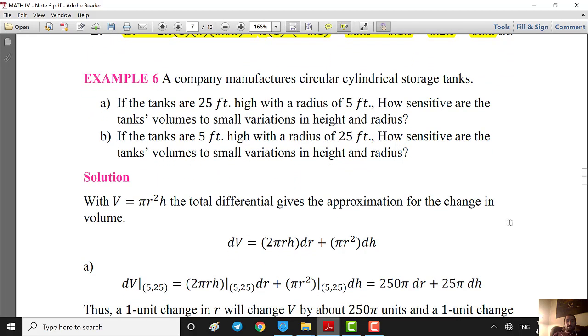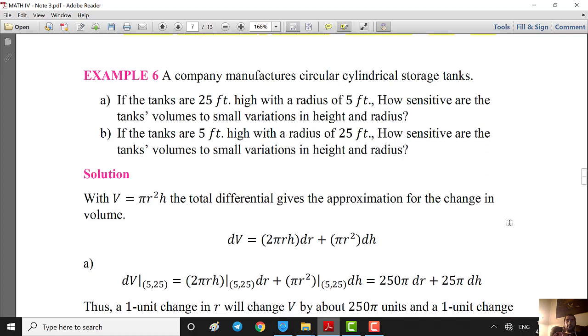Example 6 says a company manufactures circular cylindrical storage tanks. So the shape that we have here looks just like a can, only bigger maybe.